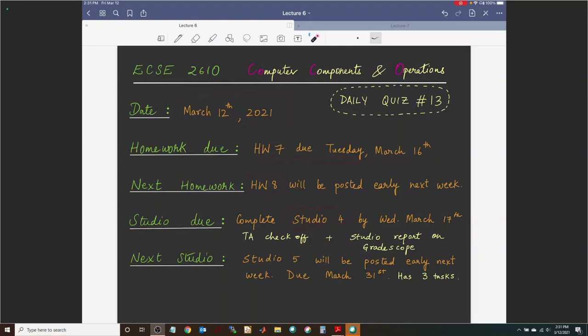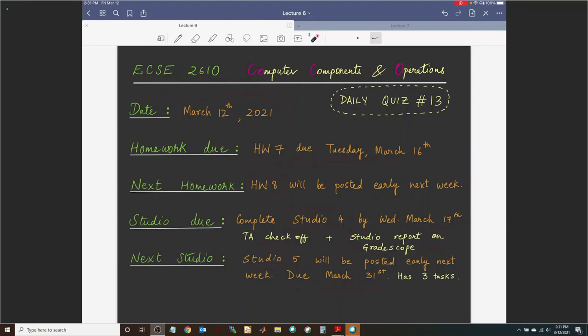So that's the Wednesday that's coming up next week, for which you require both the TA checkoff as well as a report submission on Gradescope. Studio 5, which will essentially be based on decoders and encoders, I will be posting that early next week as well, maybe over the weekend too, so that you can get started on the Sunday. It will be due March 31st, so you have a bit of time to work on Studio 5.